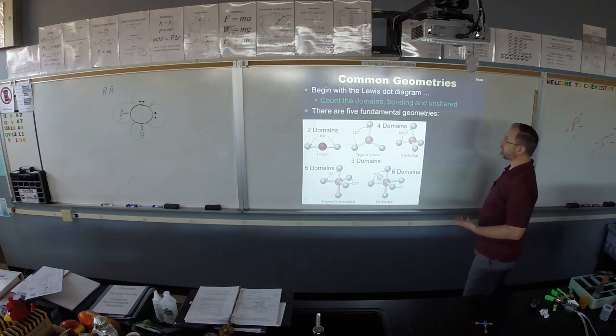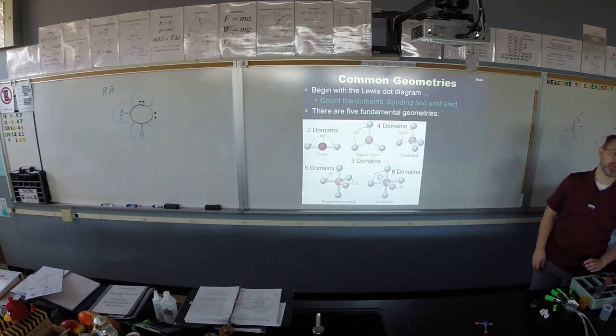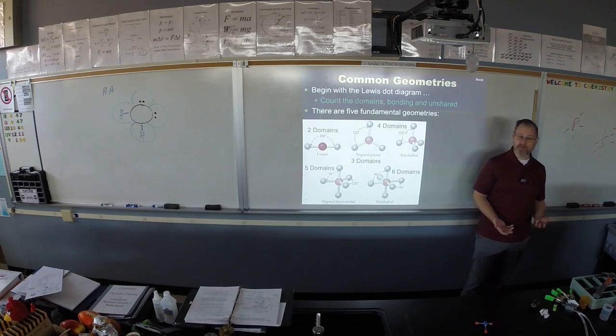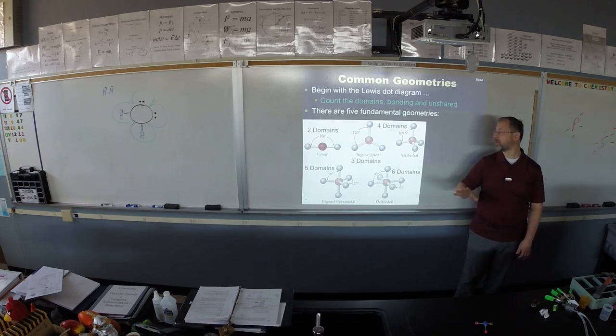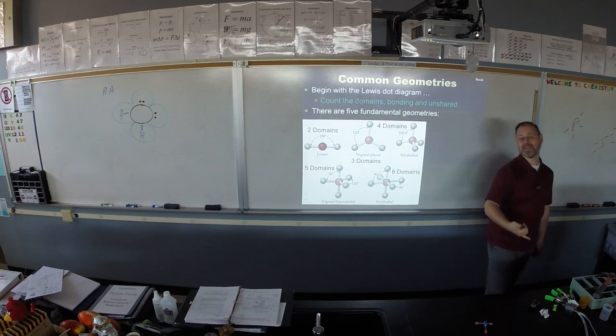Okay, if you have 4 domains, those 4 domains will orient themselves in a tetrahedral geometry. They will get as far away from each other as they can, and in real space, that's about 110 degrees away from each other. Does one tetrahedral always have 5 atoms? Yep. Well, okay, no. We're talking about the fundamental geometries now. We'll talk about bonding pairs versus unshared pairs in a little bit. But yeah, to have a tetrahedral, you'll have to have 4 domains connected to a central thing.